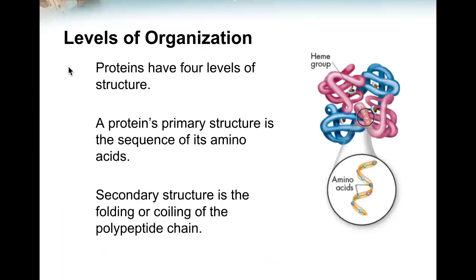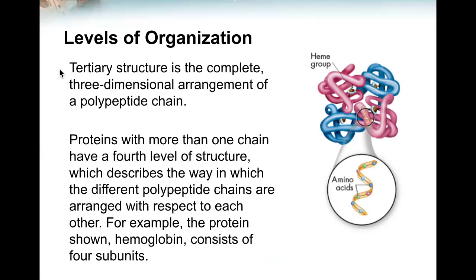So the proteins have 4 levels of structure. A protein's primary structure is the sequence of its amino acids. The secondary structure is the folding or coiling of the polypeptide chain. The tertiary structure is the complete 3-dimensional arrangement of the polypeptide chain. And finally, the proteins with more than one chain have a fourth level of structure, which describes the way in which different polypeptide chains are arranged with respect to each other. For example, the protein shown, hemoglobin, consists of 4 subunits.